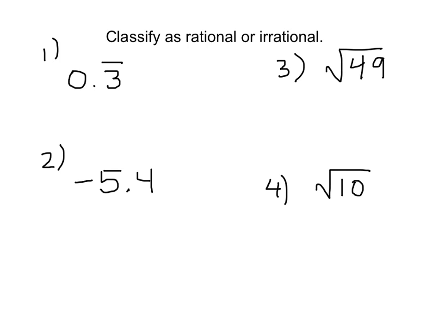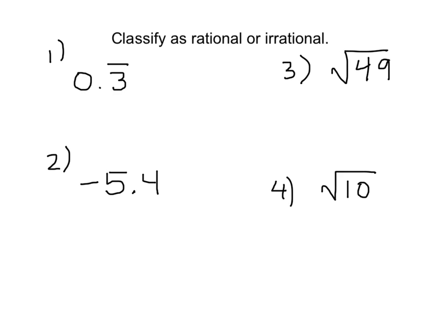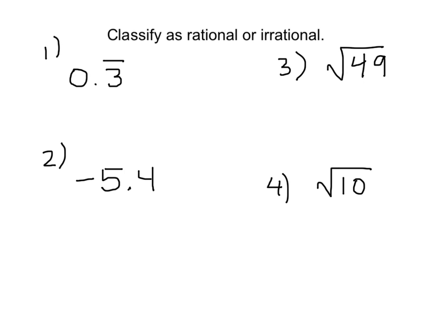All right, let's classify these numbers as rational or irrational. I would encourage you to pause your video, go back and look at your notes, and then restart the video to see how you did. All right, the first example, 0.3 repeating. That is going to be a rational number because it has a repeating decimal. And if it's a rational number, that means we can write it as a fraction. 0.3 repeating, we could write as 1/3.